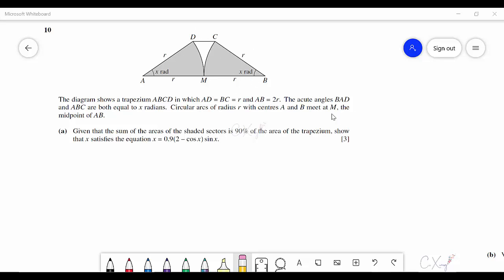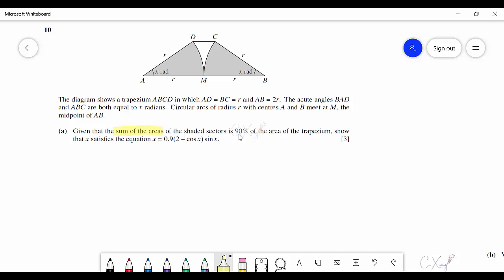So the acute angles BAD and ABC are both equal to x radians. The circular arcs of radius R with center A and B meet at M, the midpoint of AB. So M is actually the midpoint of AB. For the first part of this question, they are telling you about the sum of the areas of the shaded sectors. If you want to find the area, I think it is quite straightforward, because all the information is there already.